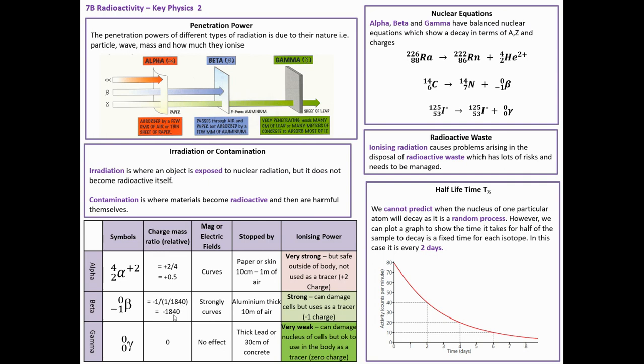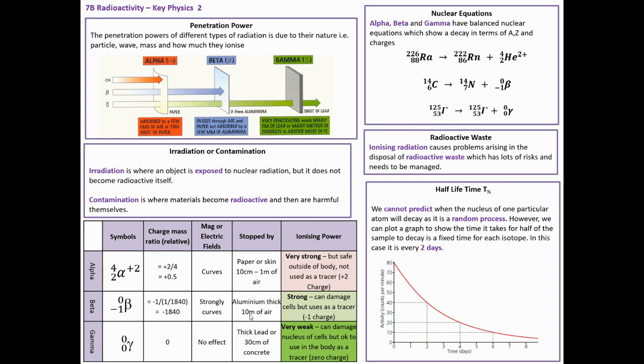The beta particle is -1 charge divided by 1 over 1840th, or it could be 1 over 2000, which gives me a charge to mass ratio of -1840, which is huge, which means it's affected a lot by magnetic or electric fields, i.e. strongly curved. This one curves, but this one's zero. Zero charge, zero mass.